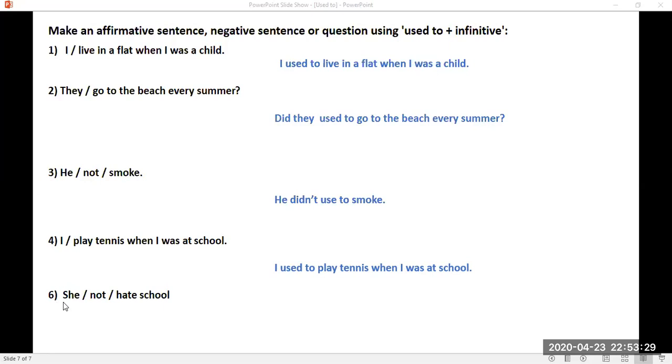The last one, the fifth one, she not hate school. So we have not here. That means we need to form a negative sentence or statement. So she didn't use to hate school.